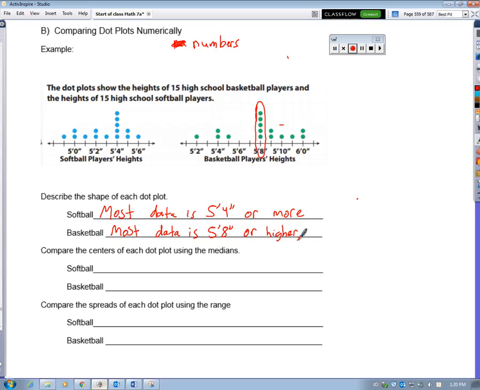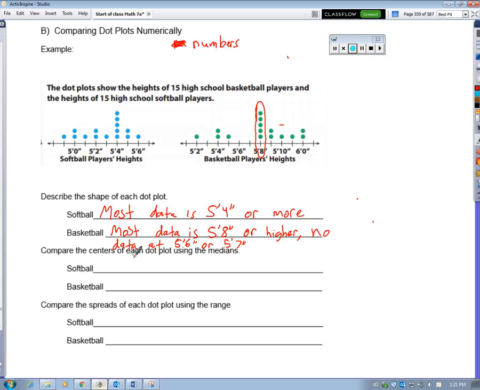And then we can also talk about the no data here. No data at 5 foot 6 inches or 5 foot 7 inches. Okay, so just put some numbers to the descriptions.